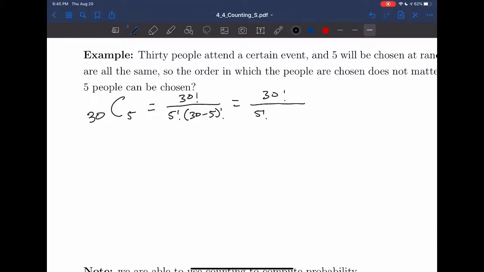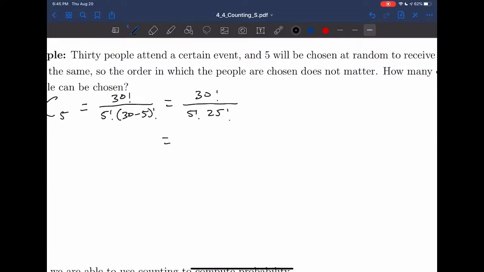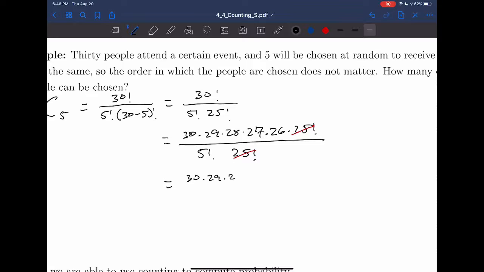But let's say your calculator can't handle these big numbers. So what you could do is that 30 factorial could be written as 30 times 29 times 28 times 27 times 26 times 25 factorial. And the reason why we want to do this is because we could actually cancel out the 25 factorial. And if we do that, then the computation will be a lot easier.